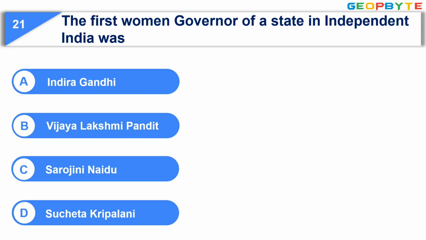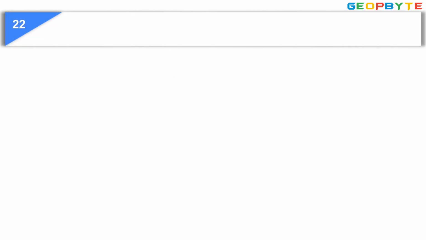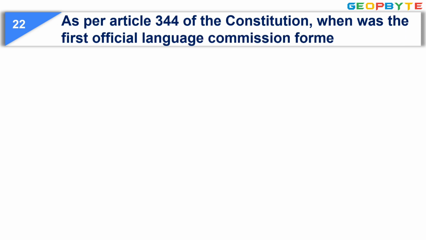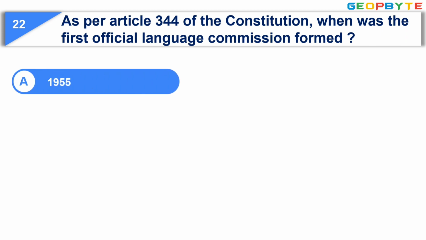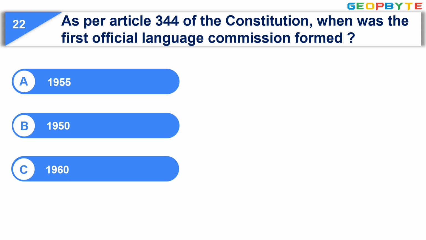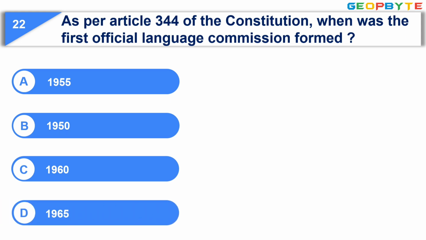Your time is up and the correct answer is option C, Sarojini Naidu. Let us see the next question. As per Article 344 of the Constitution, when was the first official language commission formed? Option A, 1955, option B, 1950, option C, 1960, option D, 1965. Your time starts now.